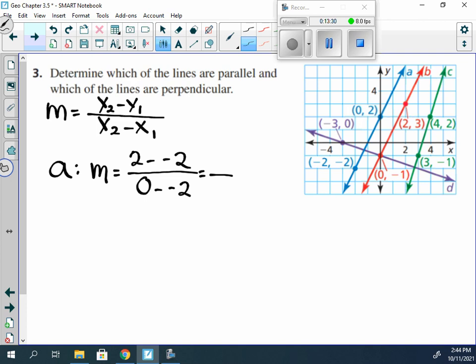Here the negative and negative make a positive, so 2 plus 2 is 4. Negative and negative make a positive, which would give us 2. So the slope would be 2. So A's slope is 2.